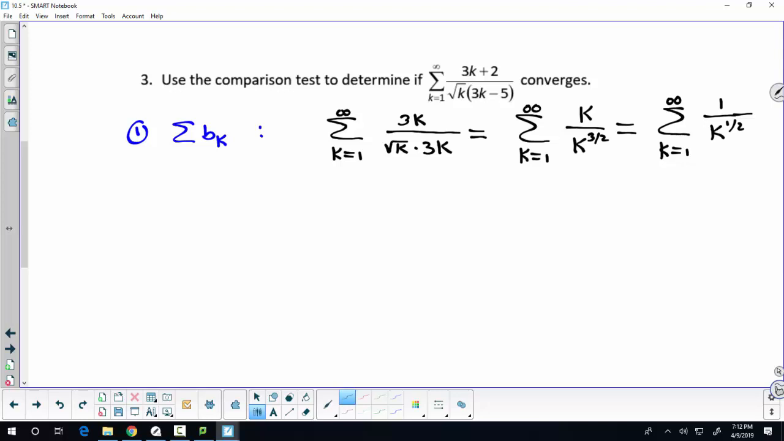What do we know about the series 1 over k to the 1/2? Not geometric, because it's not like 1/2 to the k. It's a p series, right? If p is less than 1, I don't remember, it's divergent. So it's less than 1, which means it diverges.